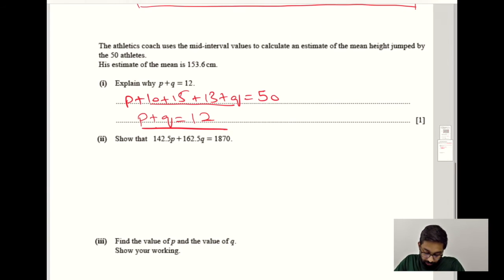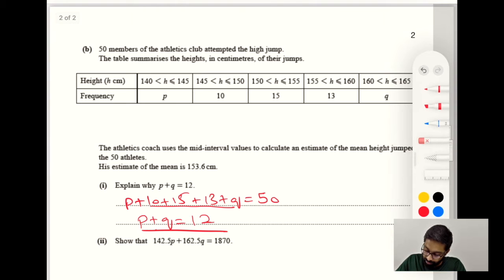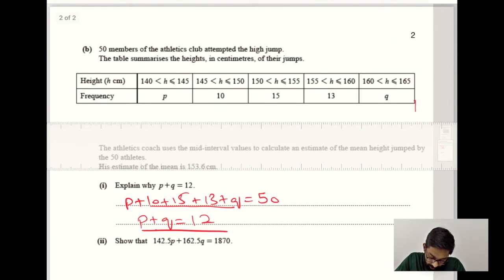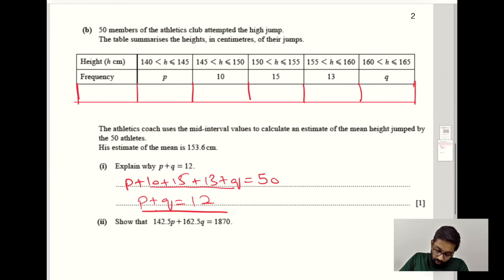Show that 142.5P plus 162.5Q is equal to 1870. Okay, for this part, you need to draw another row below this table. So let's do that first. Let me take out the scale and make it easier for us. Okay, so I draw this row right here. I'll tell you what this row is for. Okay, this row gives you the frequency multiplied by the height.